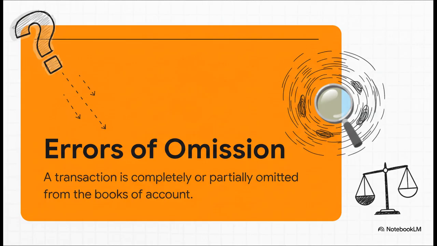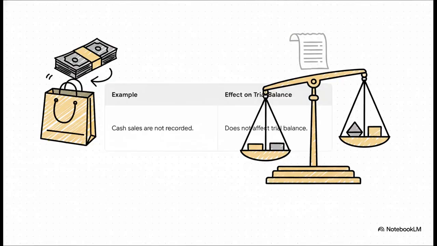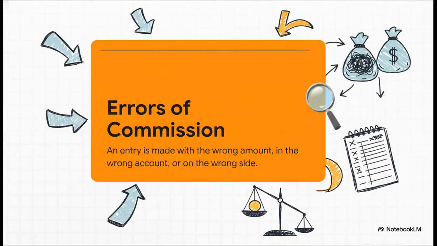For example, let's say you make a cash sale but totally forget to record it. Well, that means there's no debit to the cash account and no credit to the sales account. Since both sides of the transaction are just gone, the books stay perfectly balanced. It's like the sale never even happened. Sneaky, right? Next on the list is the error of commission.